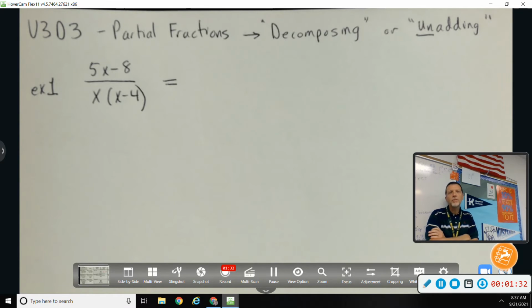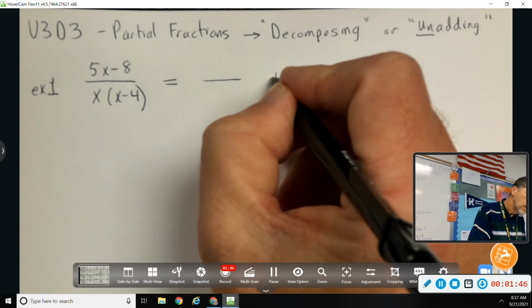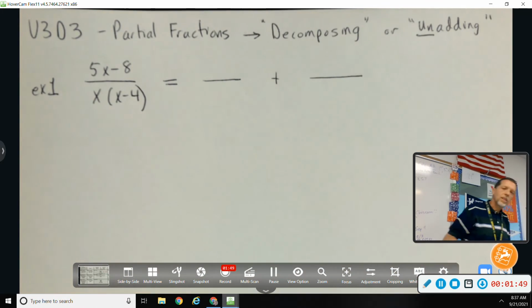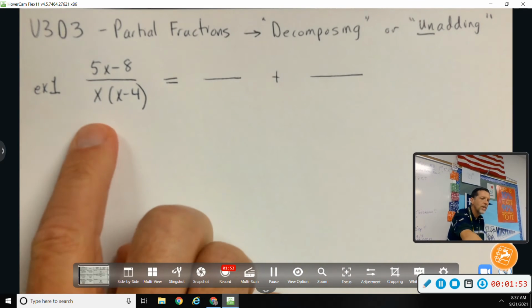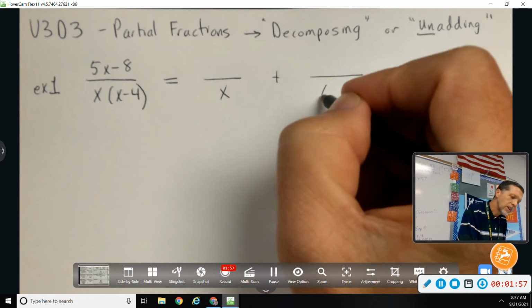5x minus 8 over x times x minus 4. So our job is to figure out where did that come from. Like, that's the answer. What fractions would have been added to get that? Well, part of this you kind of already know. What denominators would have had to have happened? If this is my common denominator, one of them was x and one of them was x minus 4.